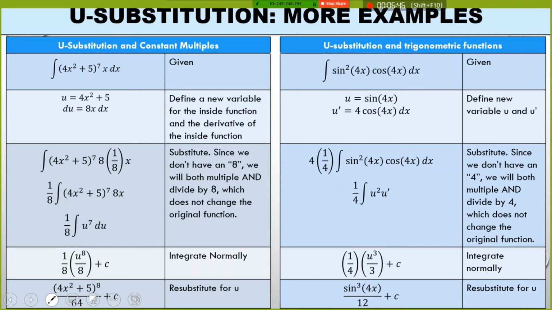Okay, if we do that, we can resub for u. Our u is 4x squared plus 5, so this will become 4x squared plus 5 to the 8th power over 64.